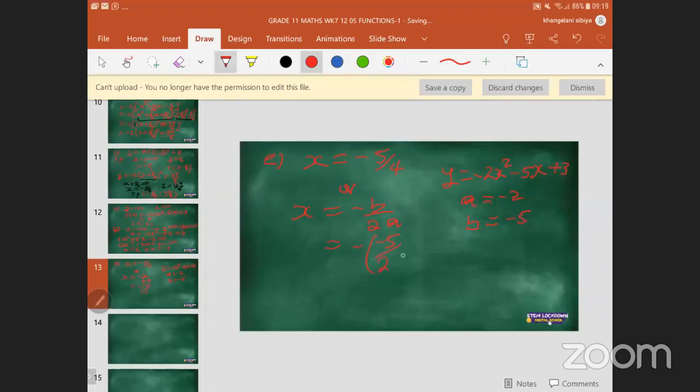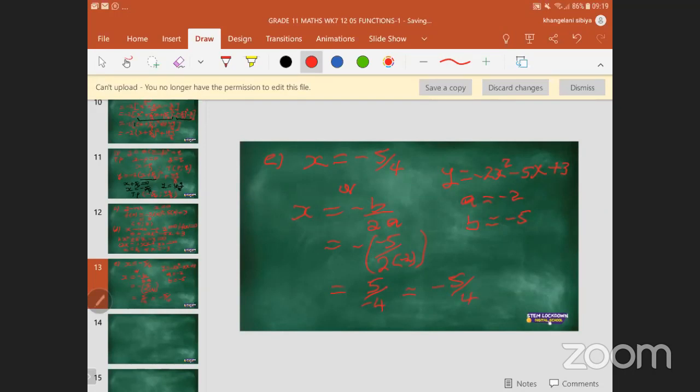What is our a? Our a is negative 2. Close the bracket. Then what do you do here? You say negative times negative, that is positive 5 over negative 2 times 2, that would give you negative 4, which is the same as the one that we calculated, which is negative 5 over 4. So that is simple as that.